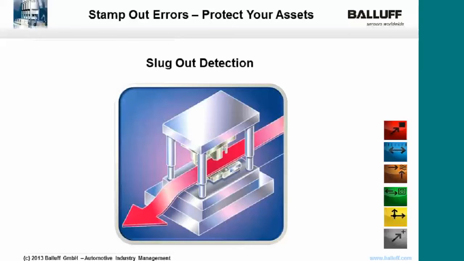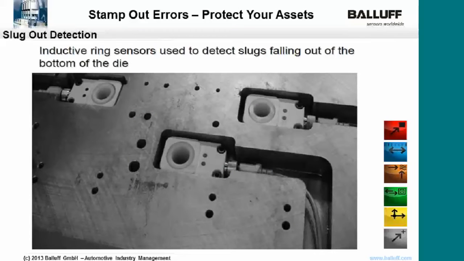Slug out detection. Here we're using 3 of Balluff's ring sensors to look for slug outs, to make sure that when the press comes down and stamps out a slug, the slug actually falls through the bottom of the press and does not get caught where it can cause a die crash.